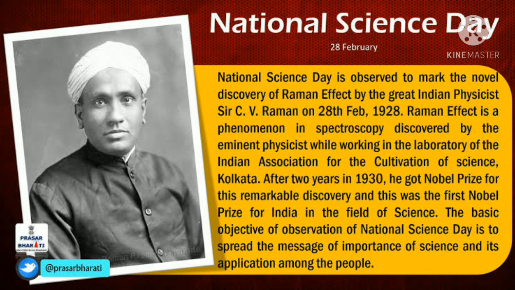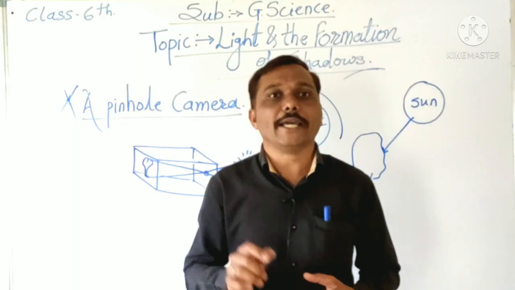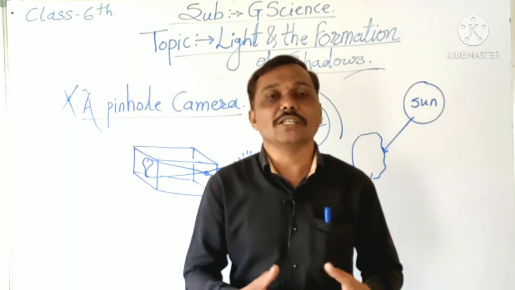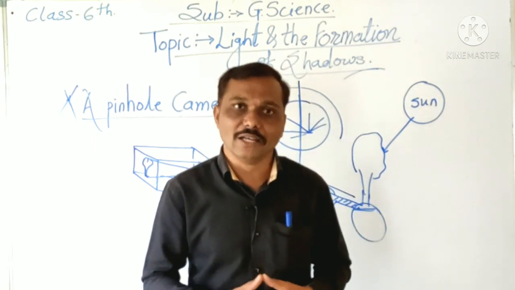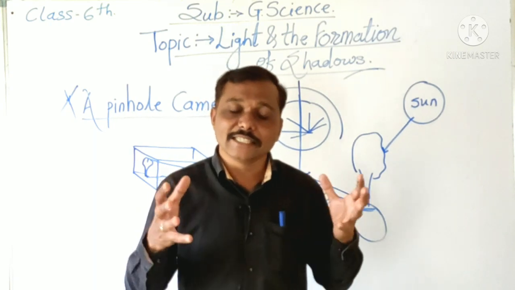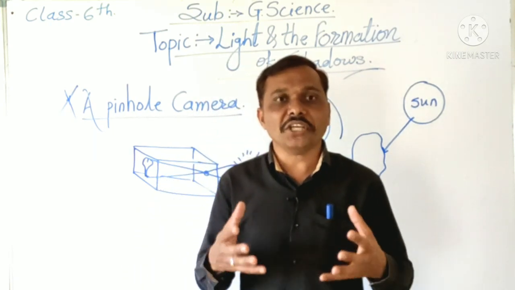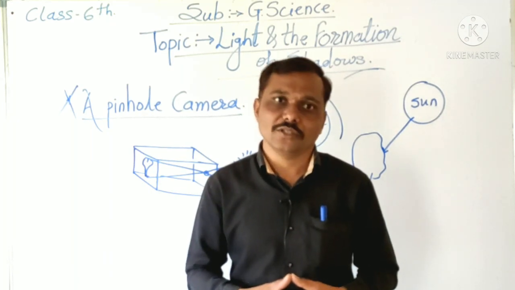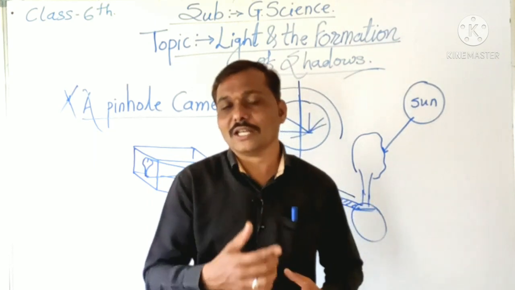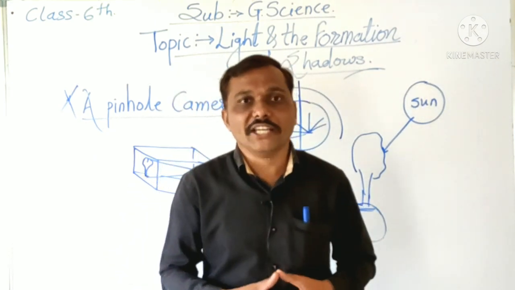Mr. C.V. Raman's research about the scattering of light is also known as the Raman effect. On 28th February 1928, Sir C.V. Raman presented his research, known as the Raman effect or scattering of light. To commemorate his work, we celebrate every year 28th February as National Science Day. So how the light is scattered, that we will practically experience.